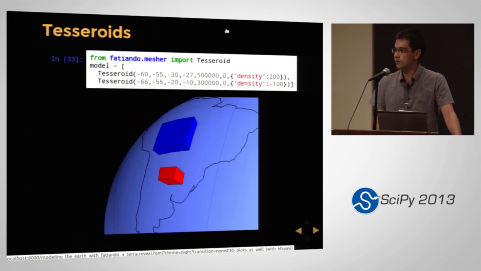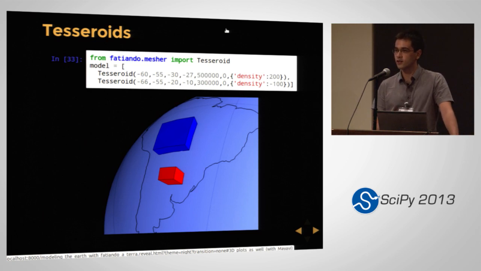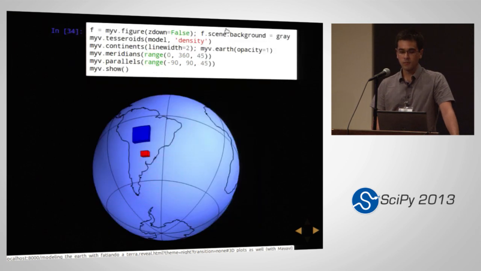There are tesseraoids, which are spherical prisms. When you need to model something that's very large scale, I can't consider that it's a flat Earth anymore. I need to take into account that it's curved. So I can create tesseraoids, give them physical properties, and plot them in Mayavi with the MYV tesseraoids. I can also plot continent lines, meridians, parallels, the Earth. There's also a function to plot the core, so if you need to do deeper models of the Earth.